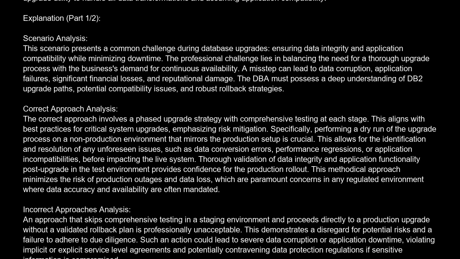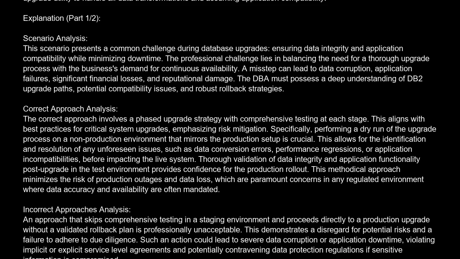Thorough validation of data integrity and application functionality post-upgrade in the test environment provides confidence for the production rollout. This methodical approach minimizes the risk of production outages and data loss, which are paramount concerns in any regulated environment where data accuracy and availability are often mandated.